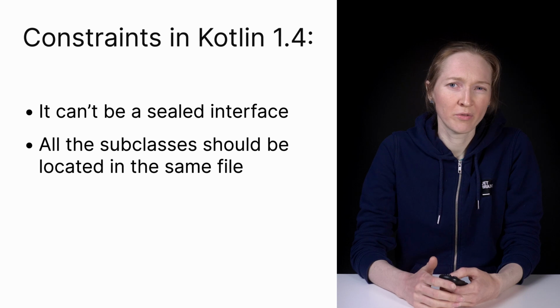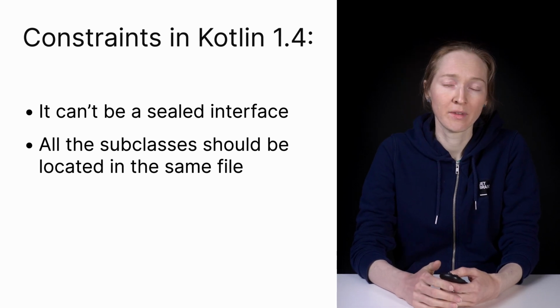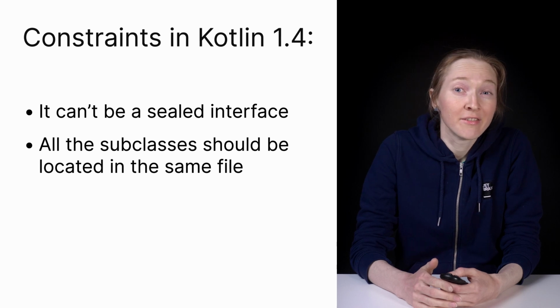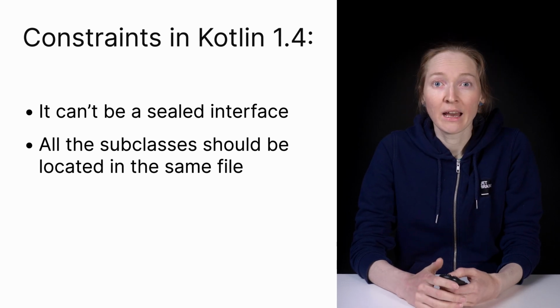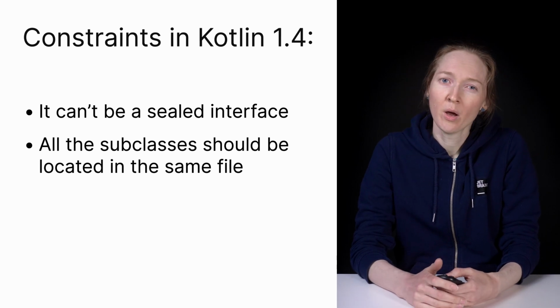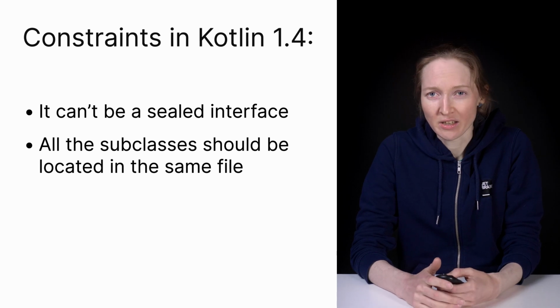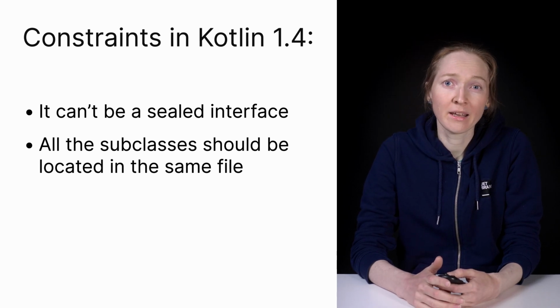In Kotlin 1.4, sealed classes come with two sometimes annoying constraints. You can't define a sealed interface, and all the subclasses should be located in the same file. When your class logic begins to expand, it's quite inconvenient to keep all of them in the same file.